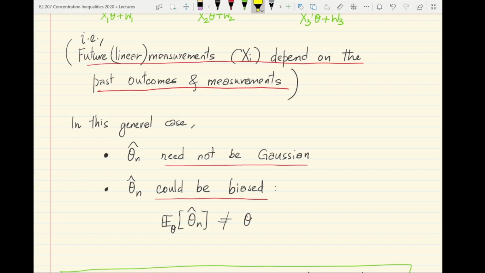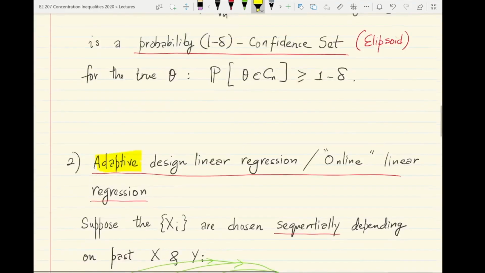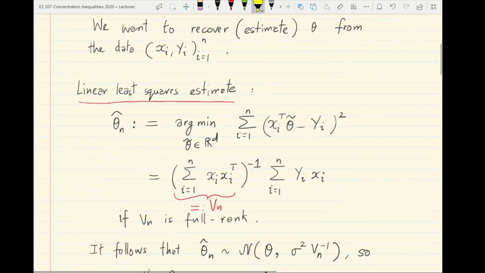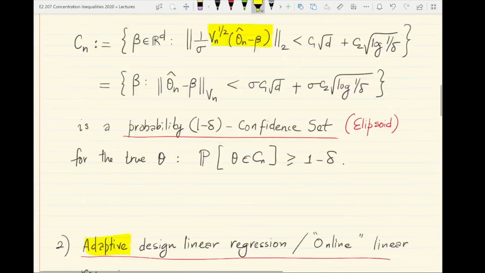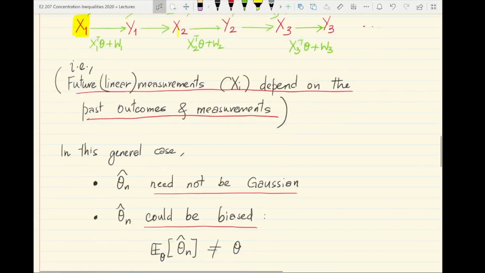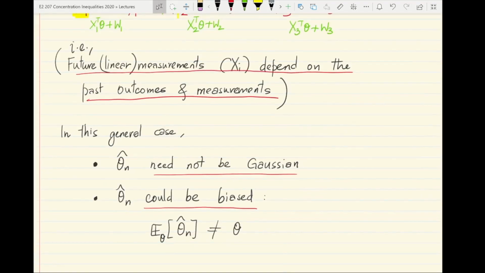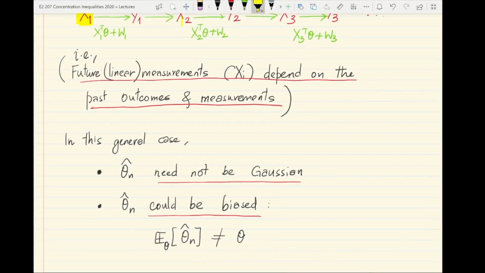Moreover, theta hat n in general can even be a biased estimate. So in the fixed design setting, note that the expected value of theta hat n was theta, because theta hat n was a multivariate normal centered at theta. But in the adaptive design setting, there could be biases because of the data collection mechanism or the measurement mechanism that decides the next xt depending on the past, which could actually introduce a bias in theta hat n.